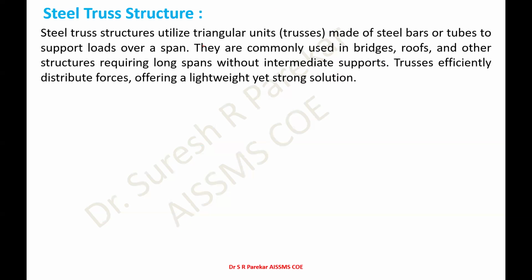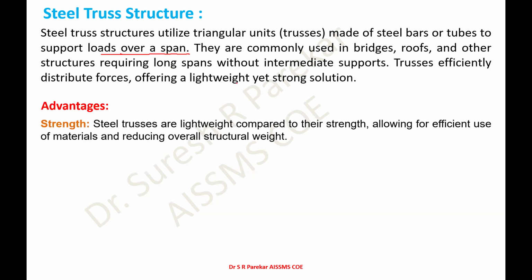Then steel truss structure. You can see this steel truss structure utilizes triangular units made of steel bars or tubes, and supports loads over a span. It means we can have large open space in this case. Commonly, anywhere we go, trusses are used for bridges and industrial sheds because of this triangular structure. These efficiently distribute forces, offering a lightweight structure. So we have a high strength to weight ratio, and therefore high strength against wind.